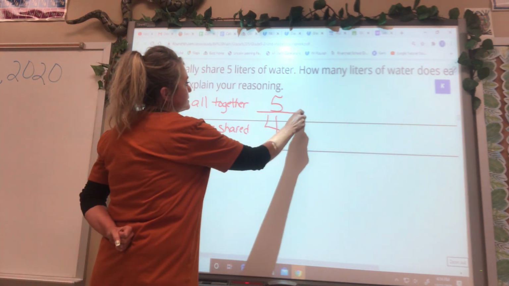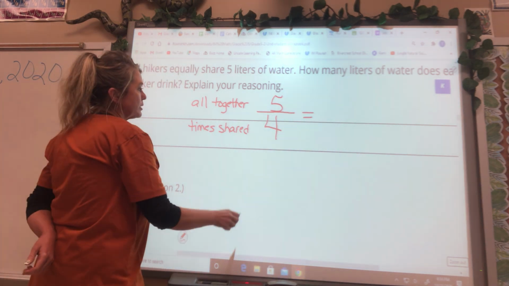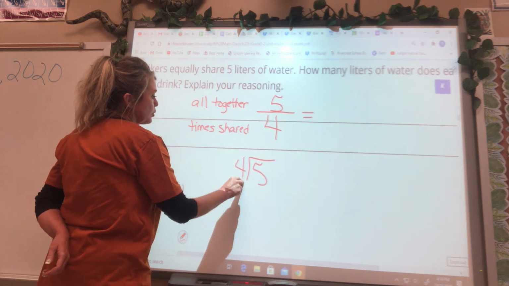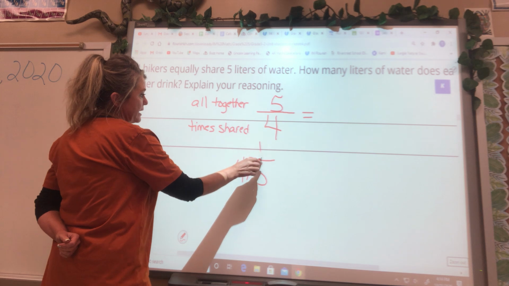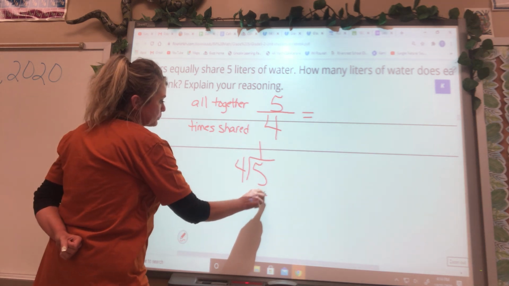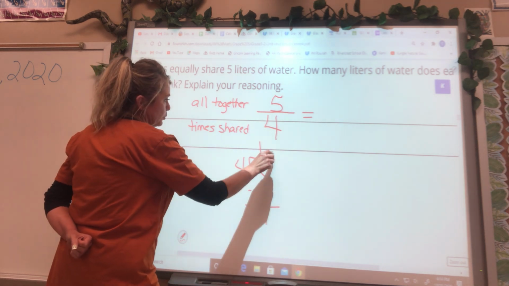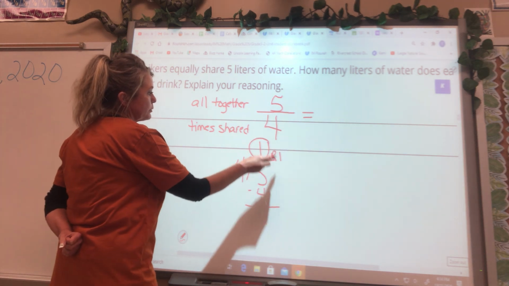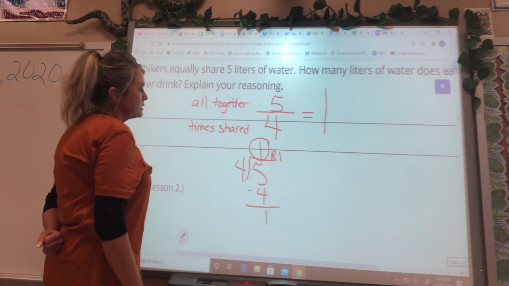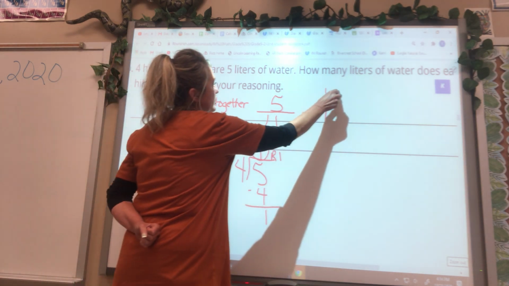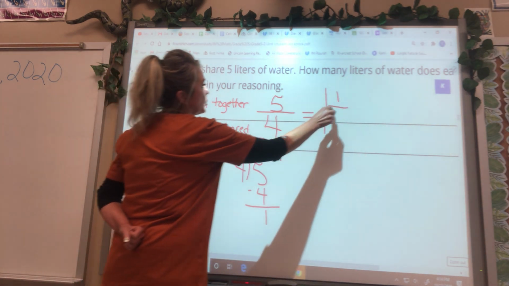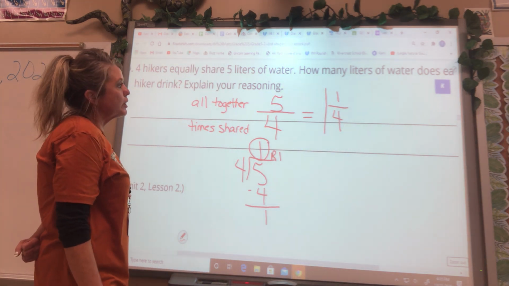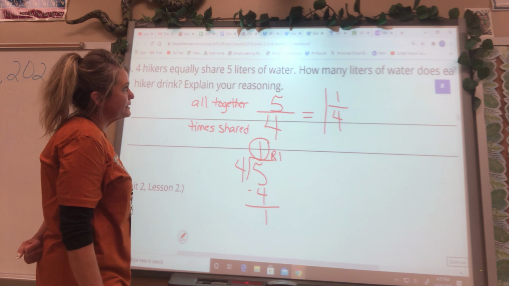We would turn this into a mixed number by dividing, just like we would say it, 5 divided by 4. 4 goes into 5 one time, with 1 remaining. So we would have 1 full liter, and then our remaining 1/4. So each hiker would get 1 1/4 liters.